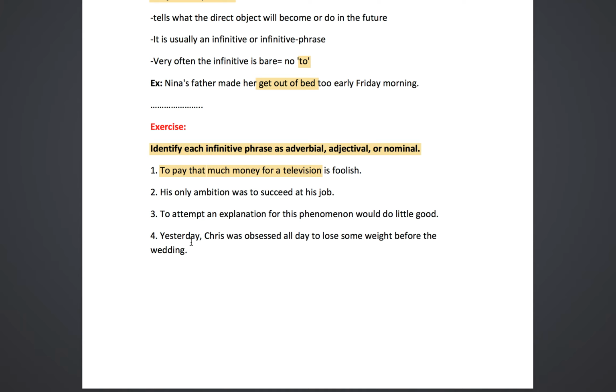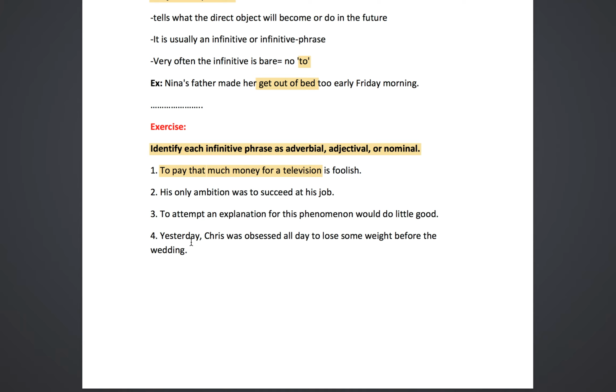The second one: his only ambition was to succeed at his job. If you say "his only ambition was" and stop, was what? You have to complete the meaning of the subject, that is what he wants. His only ambition was to succeed. So "to succeed" is the subject complement, which is completing the meaning of the subject here. It's not an object complement, don't get confused.